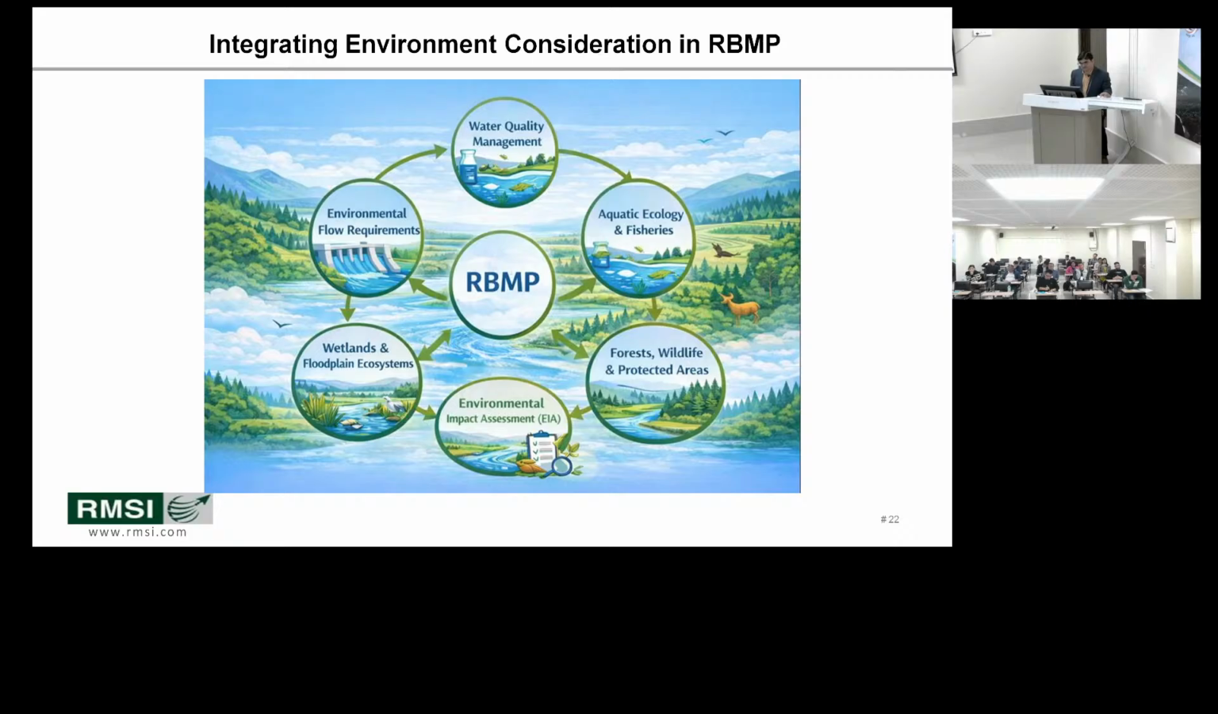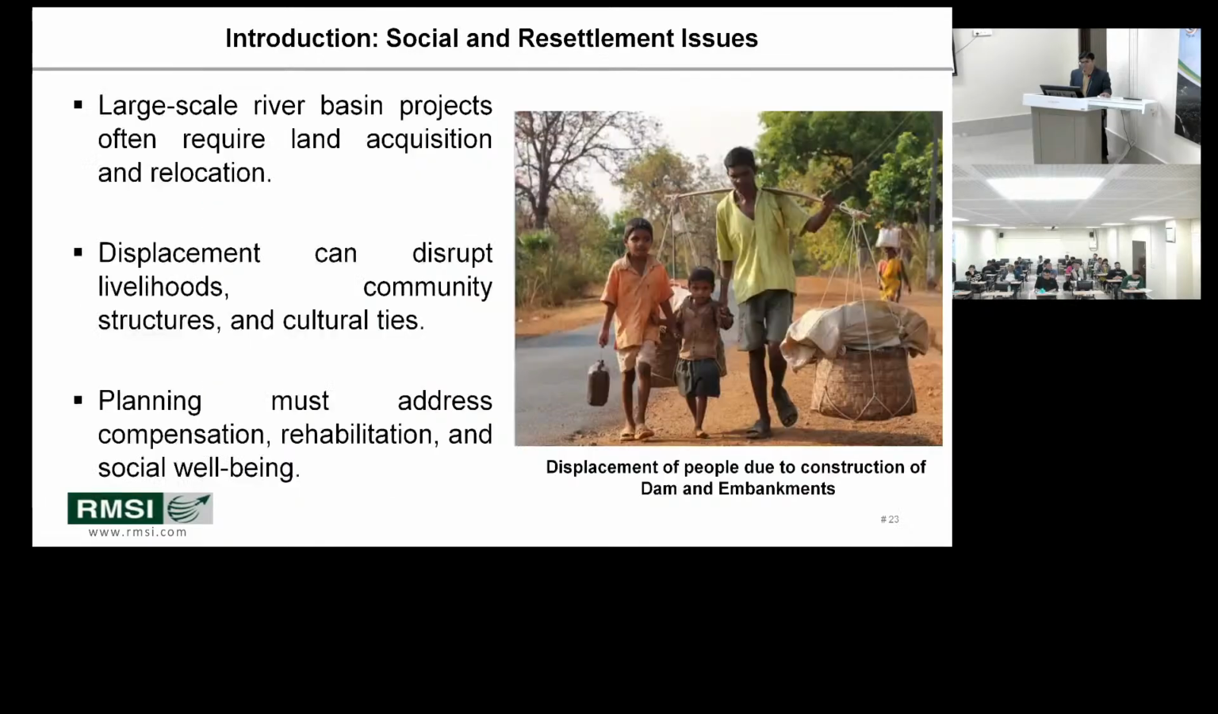Then aquatic ecosystem, we discuss; forest, we discuss; EIA, you all are aware what the EIA is. So we should consider this in this river basin master plan. Then wetland ecosystem. These collectively should be integrated in the RBMP.